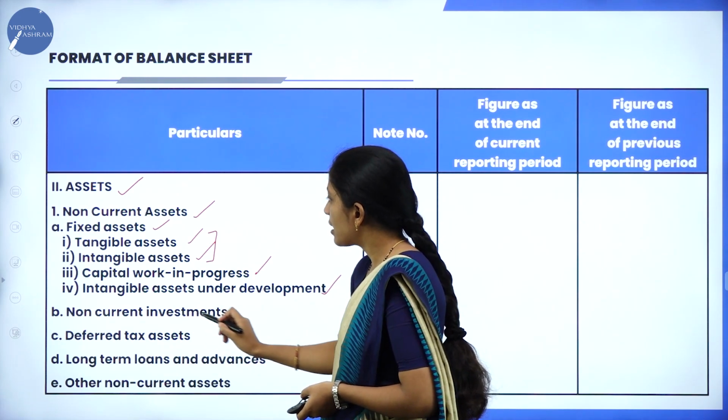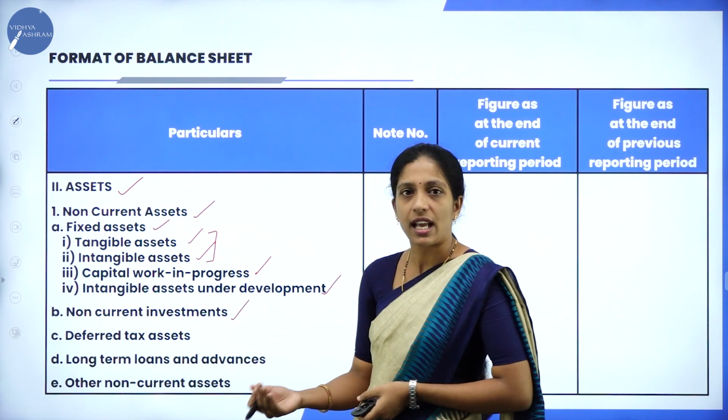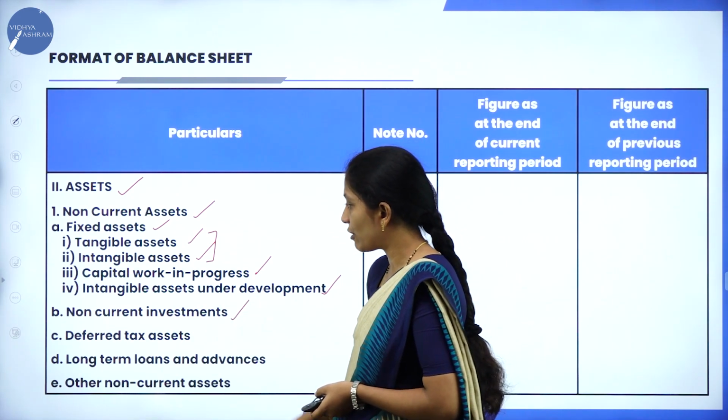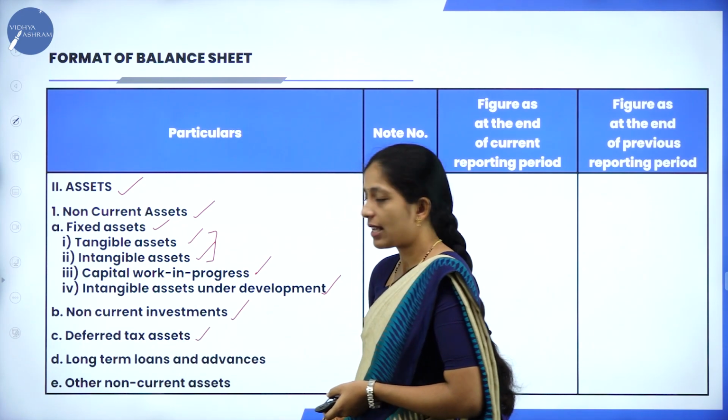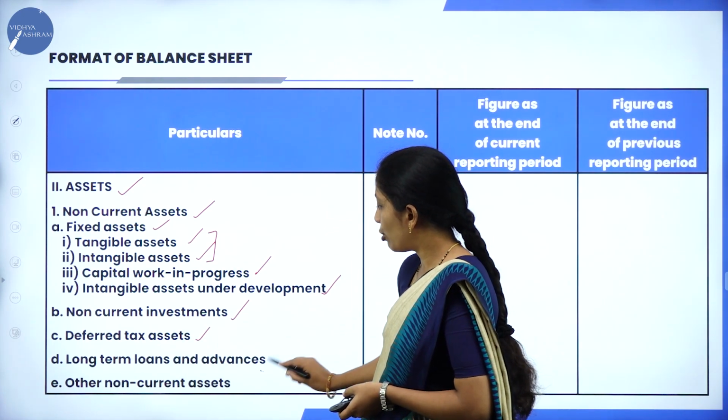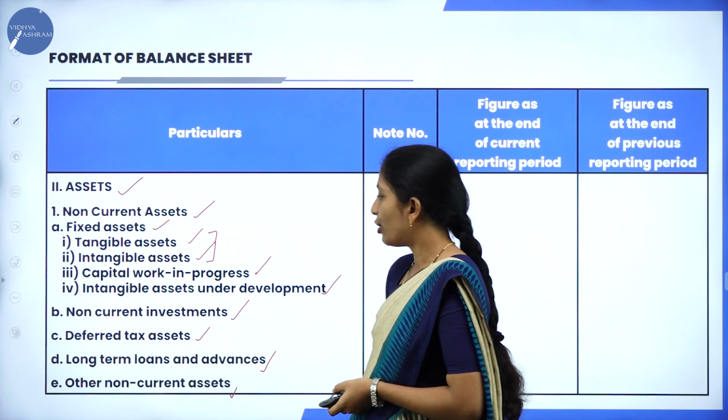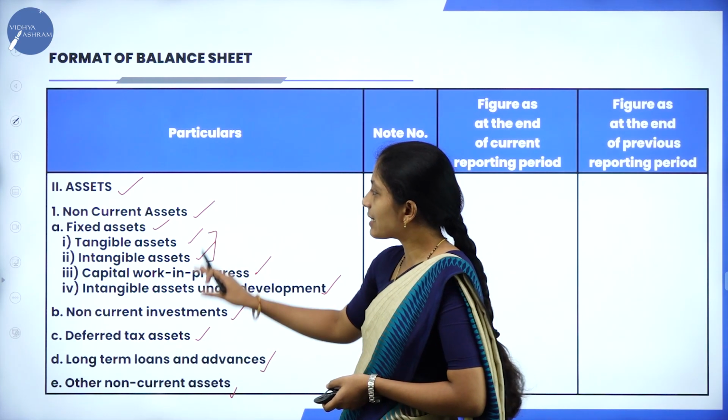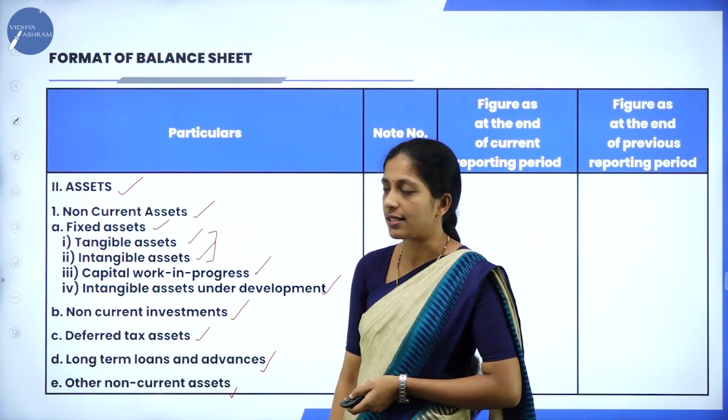And the B is non-current investment. Certain times they will give you this non-current investment also. Deferred tax assets, and the next one is long-term loans and advances, other non-current assets. So these come under non-current assets.